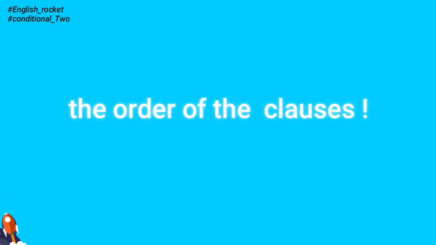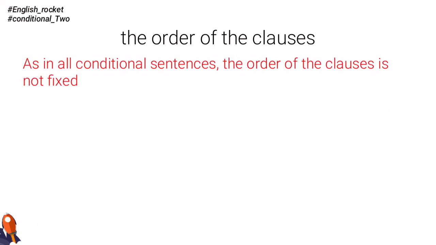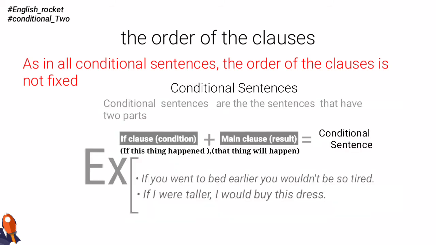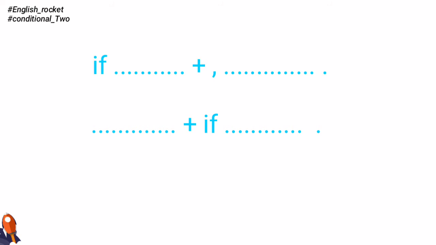The order of clauses. As in all conditional sentences, the order of the clauses is not fixed. What does that clauses mean? It means the two parts that I have already mentioned. We have the first part, which is the condition, and the second part, which is the result. Therefore, our sentence can start by the result, then the condition, or by the condition, then the result.